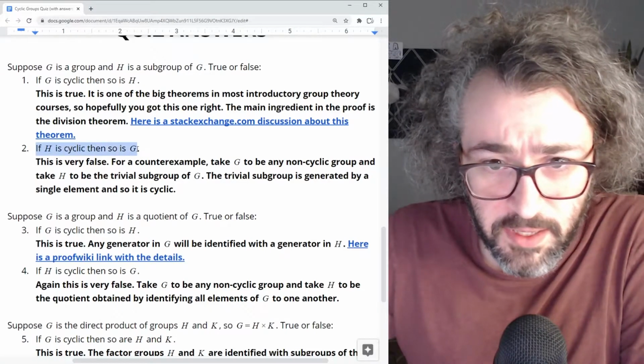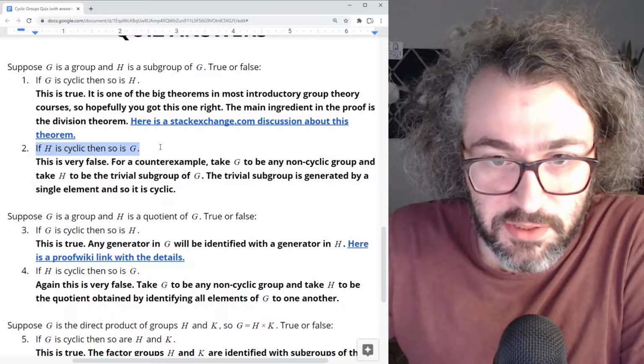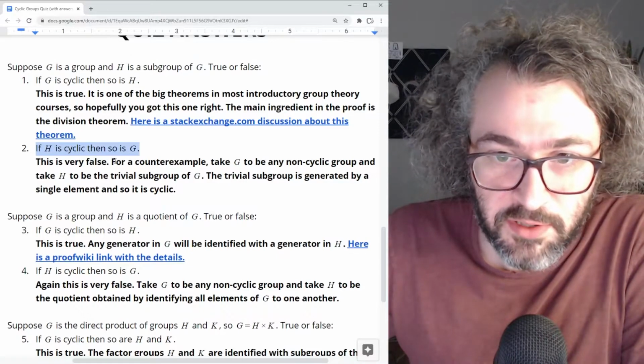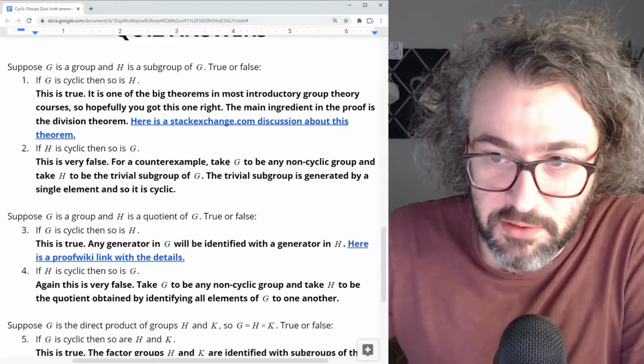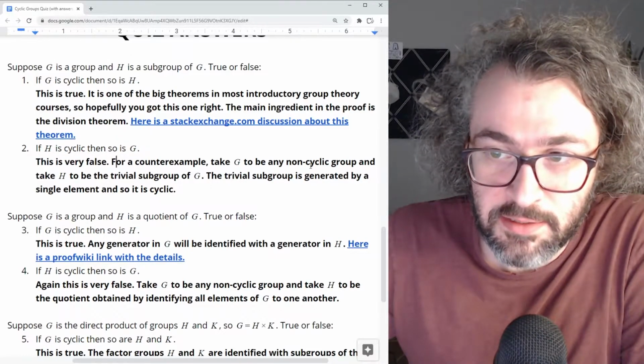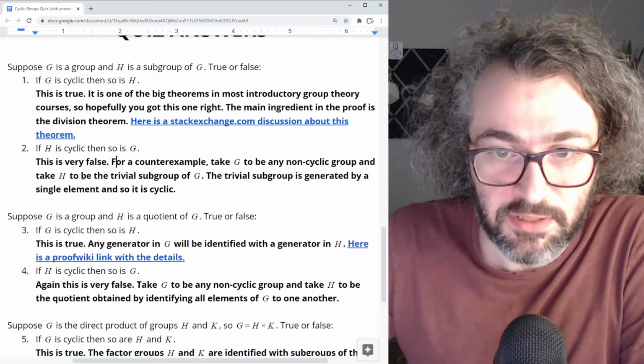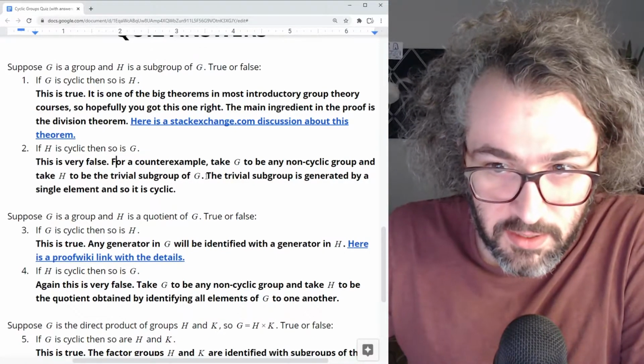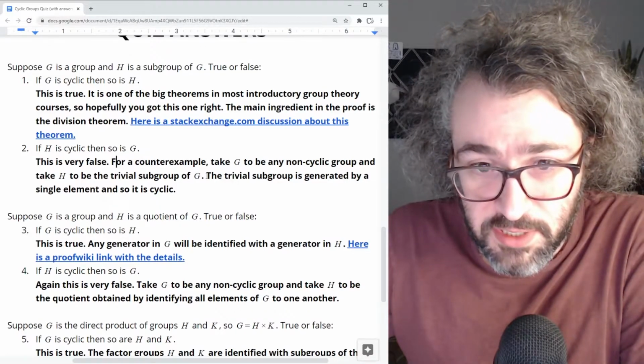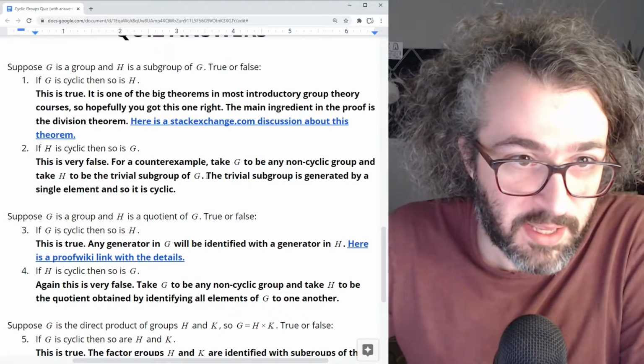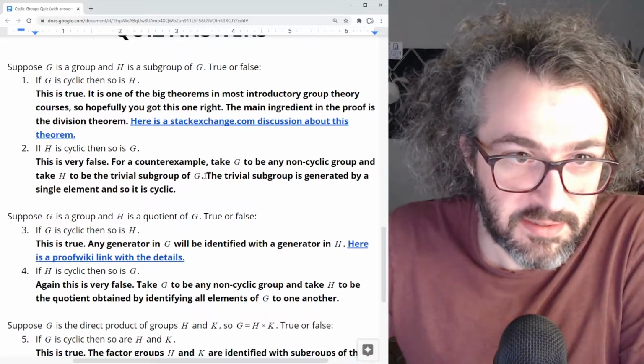For 2, if H is cyclic, then so is G. This is very false. There's lots of counterexamples. Take G to be any non-cyclic group and then take H to be the trivial subgroup of G. The trivial subgroup is always generated by a single element because it only has one element, and so it's a cyclic subgroup.